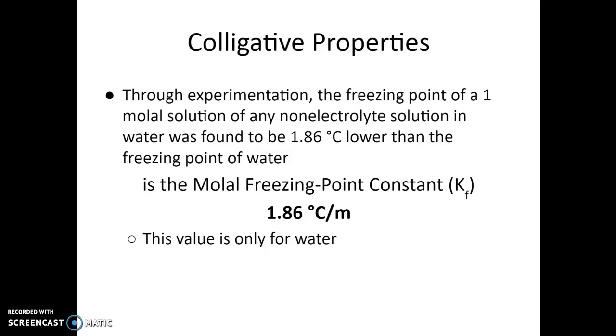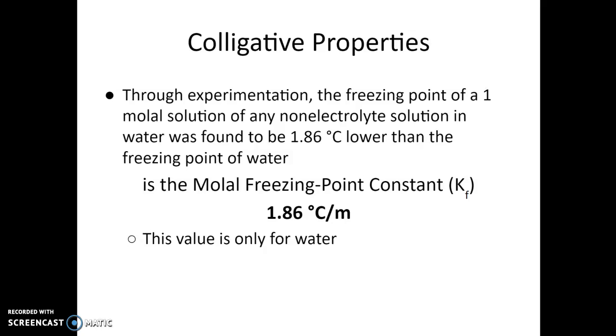Now, if there's ever a time when you're working with something that is not water, you're going to be either given this constant, or you'll be given everything else and asked to find this constant. In general, you should know that the molal freezing point constant for water is 1.86 degrees Celsius per molality.